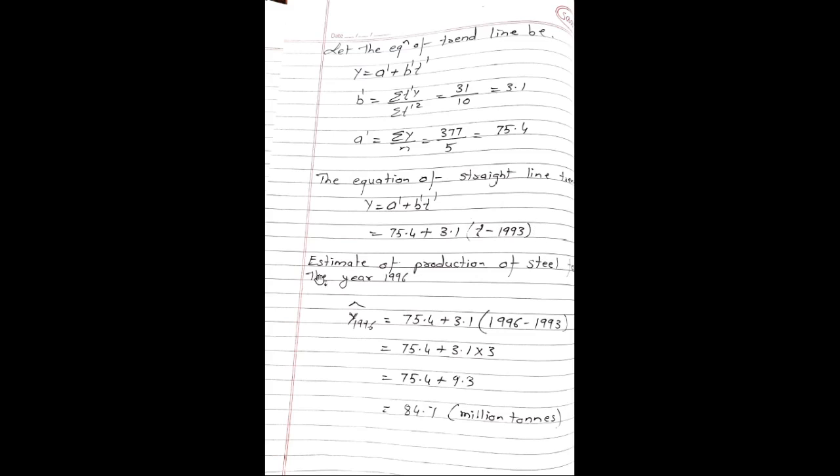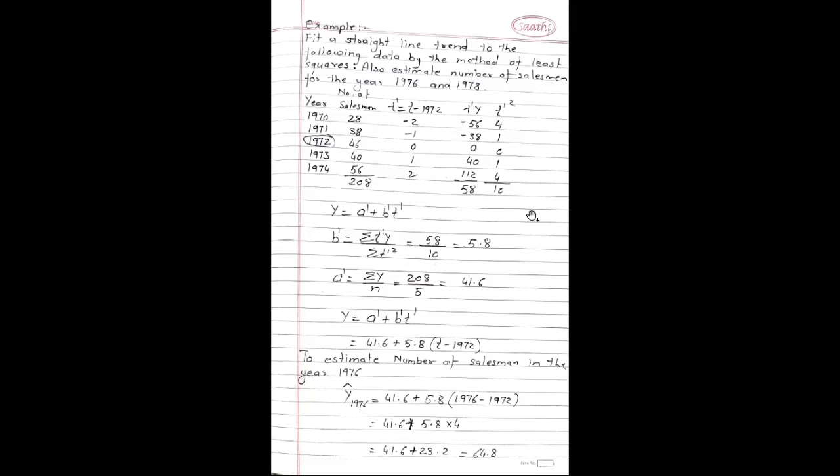Now we want to estimate the production of steel for the year 1996. So y cap for 1996 is equal to 75.4 plus 3.1 into bracket 1996 minus 1993. So this value becomes 3 difference. So 75.4 plus 3.1 into 3. So multiply these two values first. The total value becomes 9.3 and add it in 75.4. The value becomes 84.7 million tons.